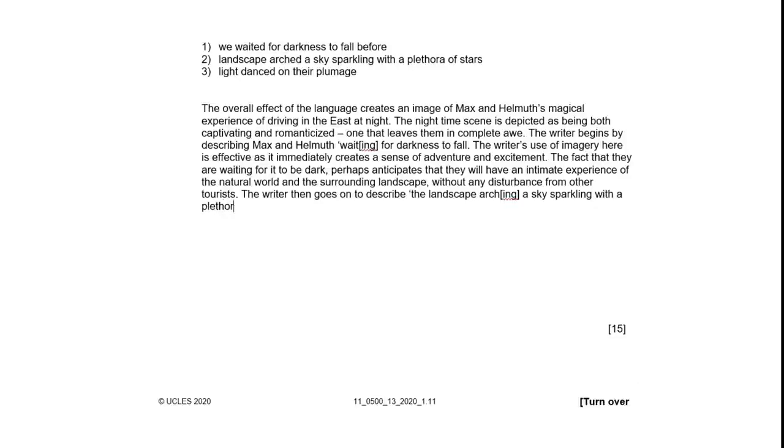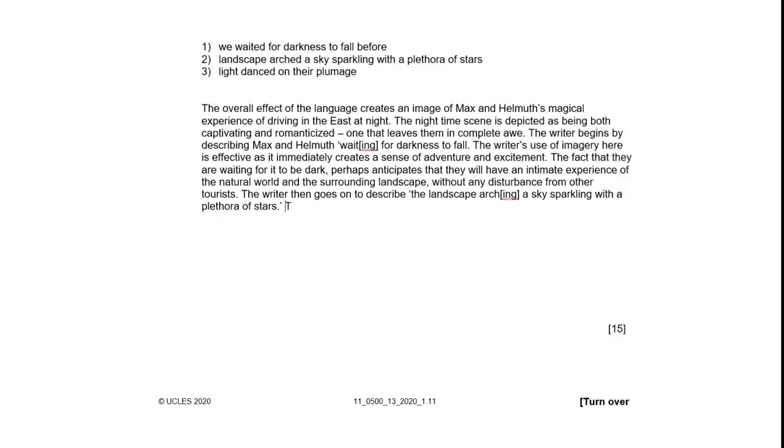So the second quotation is landscape arched a sky sparkling with a plethora of stars. A really grand and beautiful image there. So let's use our transition phrase. So the writer then goes on to describe the landscape. Let's use literary present. Arching a sky sparkling with a plethora, so that means a lot of stars. And there is our second embedded quotation.